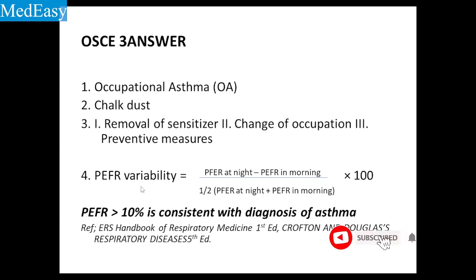Alright. So the formula for PFR variability is PFR at night minus PFR in the morning, divided by half of the PFR at night plus PFR in the morning, multiplied by 100. And PFR variability of more than 10% is consistent with the diagnosis of asthma.